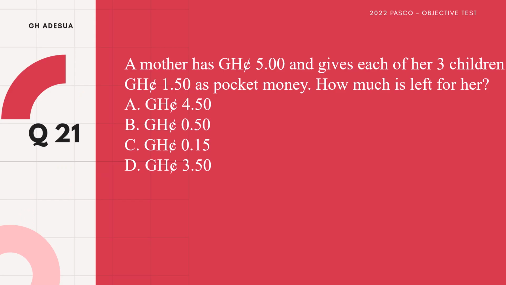Question 21. A mother has 5 Ghana cedis and gives each of her three children 1.5 Ghana cedis as pocket money. How much is left for her? The options are below. Let's delve into it.